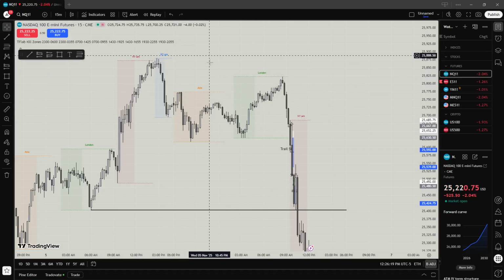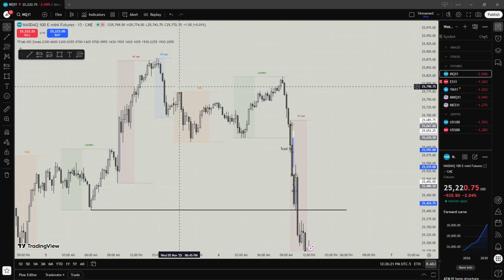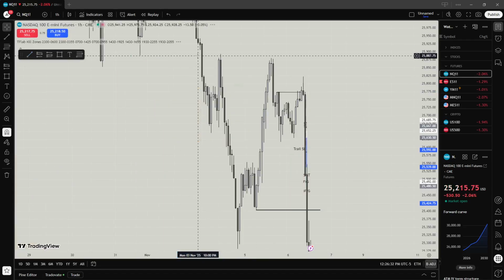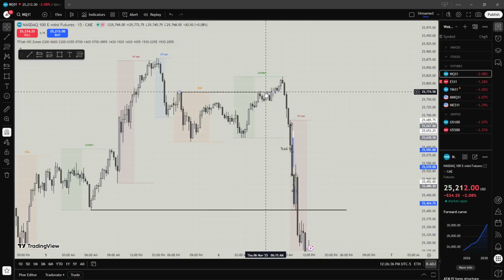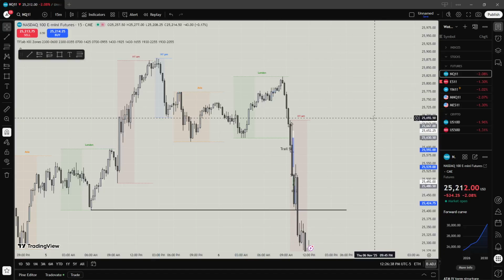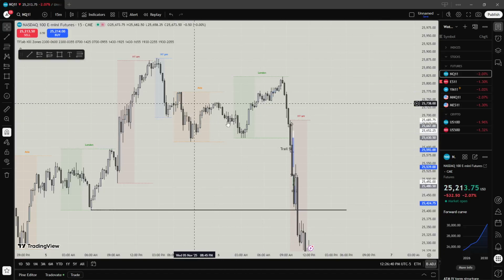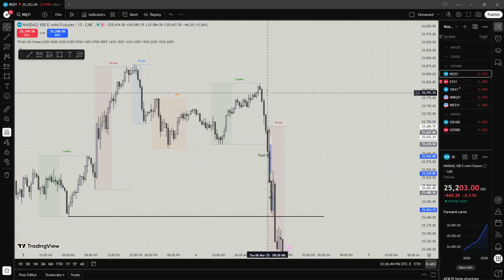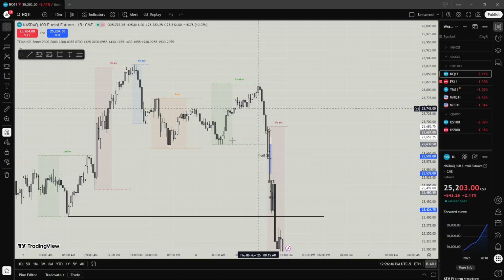overnight during London, we came up and swept Asia session highs. Okay, swept these highs into this hourly. So at that point, if we started trending down, I was looking for shorts, targeting either these lows or down here. You can see prior to the 9:30 open, we were right at these lows.